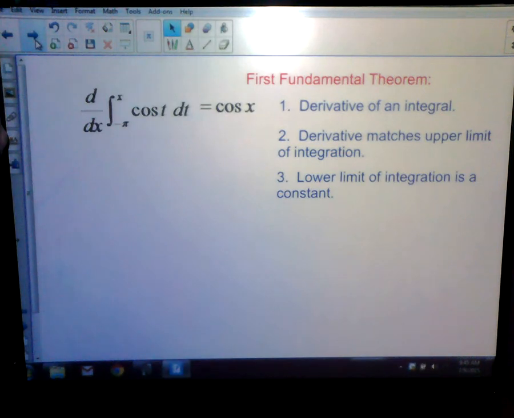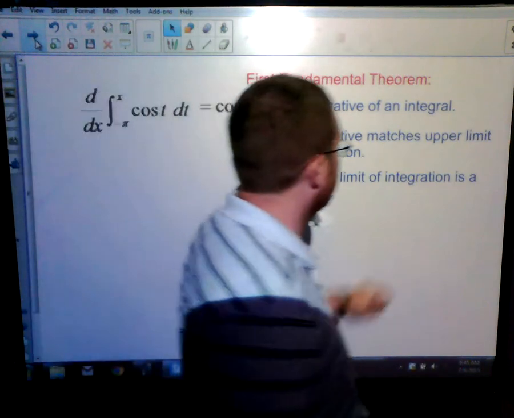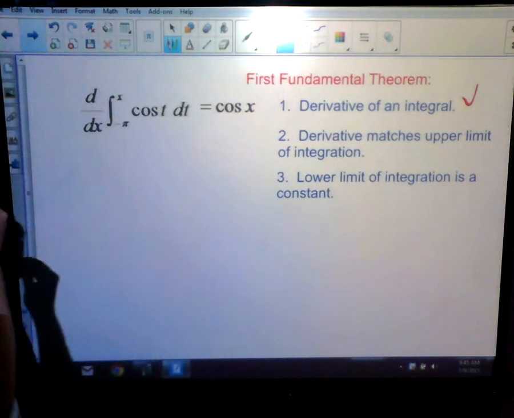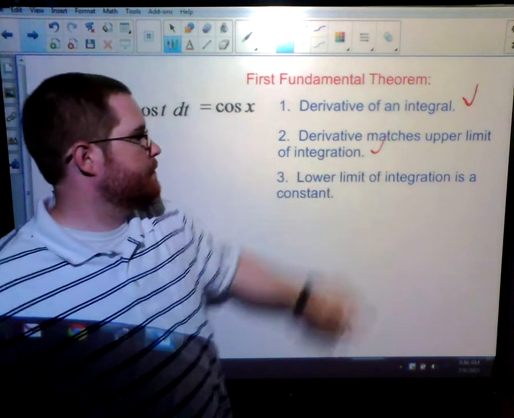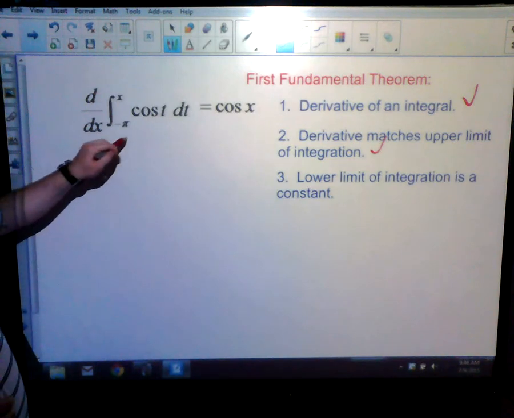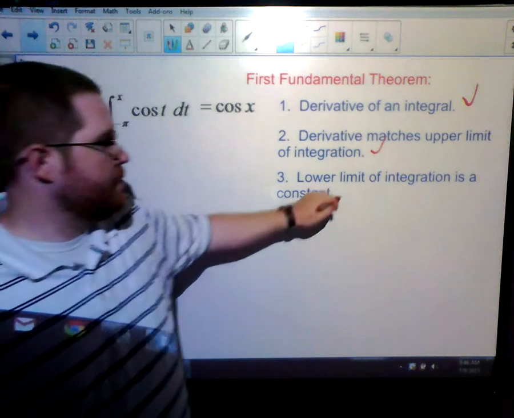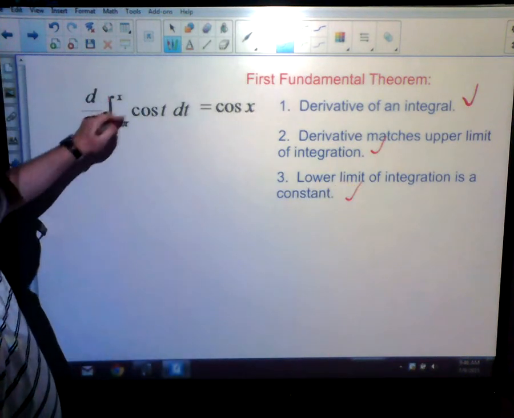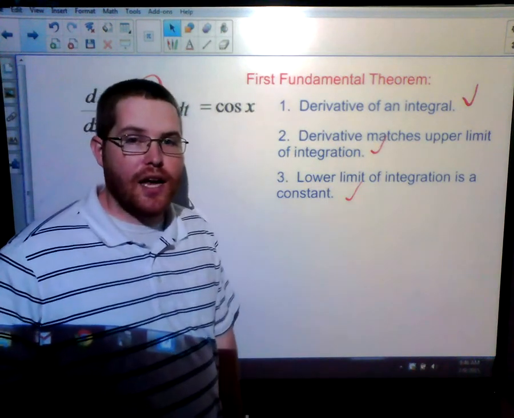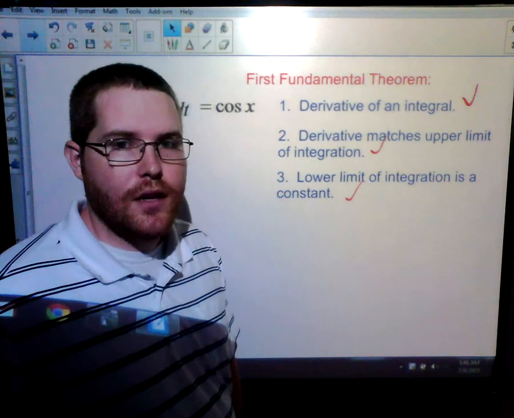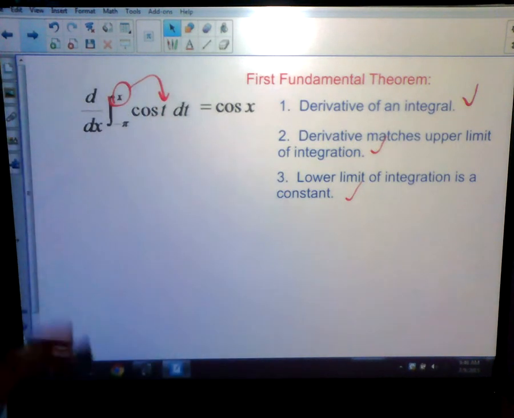Here's an example of the fundamental theorem of calculus. Step 1, it's a derivative of an integral. Check. Step 2, the top is a variable that matches this. Yep, they're both x's. Step 3, the bottom is a number. The bottom is negative pi. Is negative pi a number? Yep, check. So what do I do? I take the variable, put it right there. I don't change cosine to negative sine, or to positive sine, because the derivative of an integral cancels itself out.